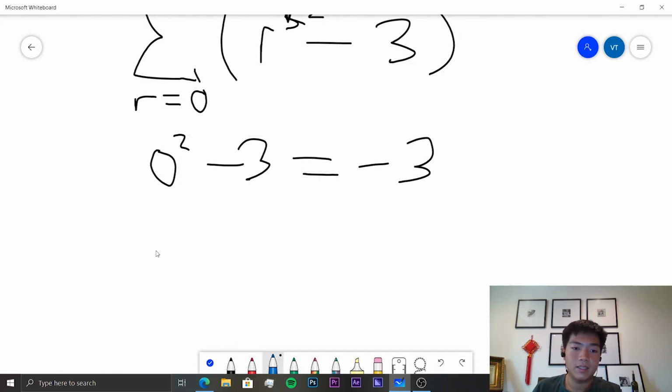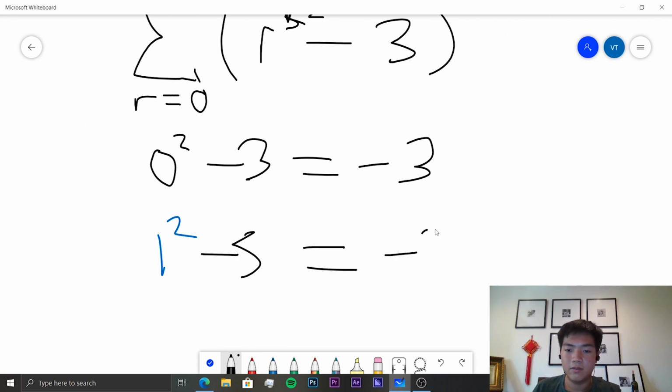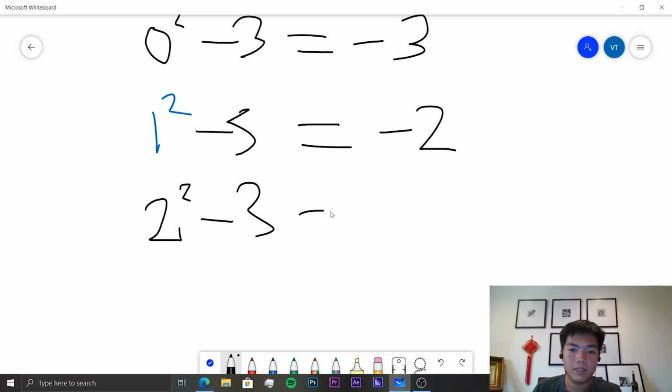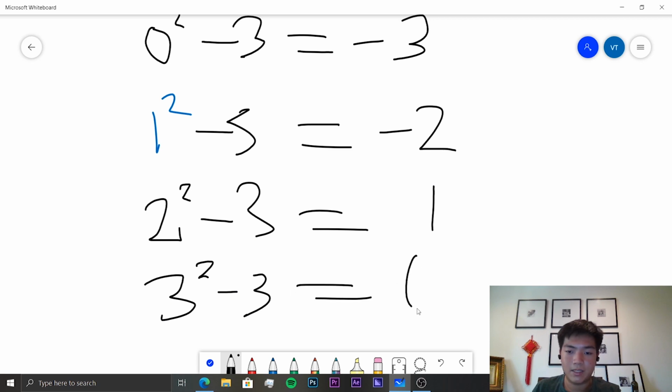The first term is equal to 1 squared minus 3, which is equal to negative 2. The second term is equal to 2 squared minus 3, which is equal to 1. And finally, the third term, 3 squared minus 3, is equal to 6.